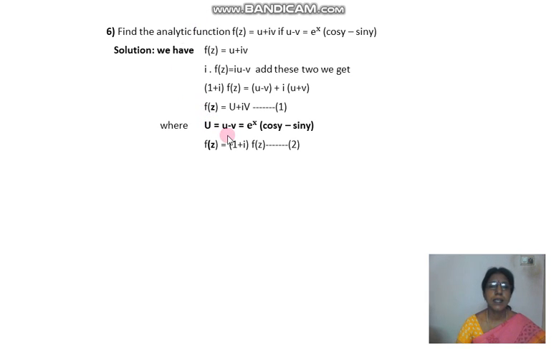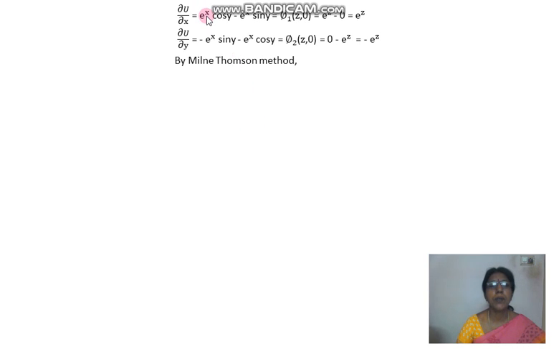Okay ma, now what is dou u by dou x? With respect to x derivative, u is e power x into cos y minus e power x into sin y. What is dou u by dou x? E power x into (cos y minus sin y). Since while differentiating with respect to x, cos y minus sin y is constant and the derivative of e power x is e power x. Okay? Now dou u by dou x is e power x (cos y minus sin y), which means e power x cos y minus e power x sin y.